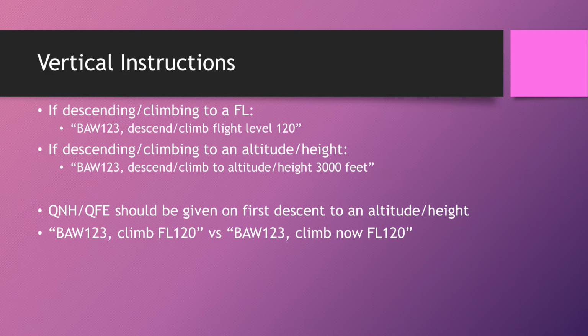The QNH and the QFE, whichever's applicable at the time, should be given on first descent to an altitude or height. So let's just say you get an aircraft handed over to you at flight level 70. Whenever you're going to first descend them to an altitude, that is when you would include the QNH. So for example, Speedboat 123, descend to altitude 4,000 feet, QNH 1002. Any descents after that, you don't include the pressure setting unless it's changed.